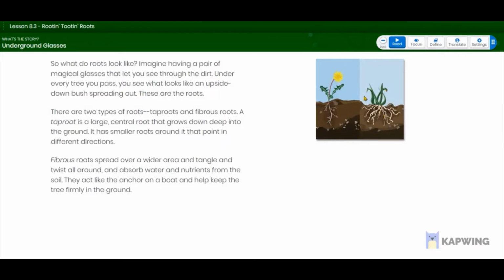The top part is what you normally see above the soil, right? But the bottom part is very important as well. These are the roots under the soil.